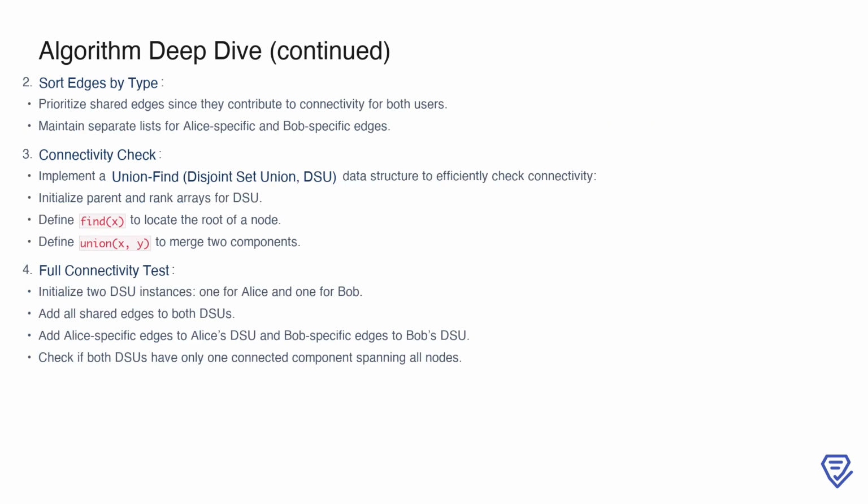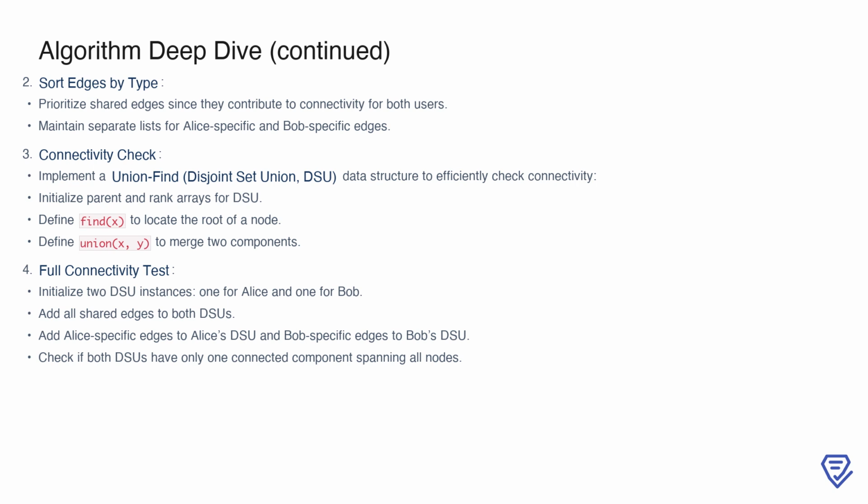Once the input is parsed, the next step is to sort the edges by type. Shared edges are prioritized because they contribute to the connectivity of both users, making them more critical. Separate lists are maintained for Alice-specific and Bob-specific edges.